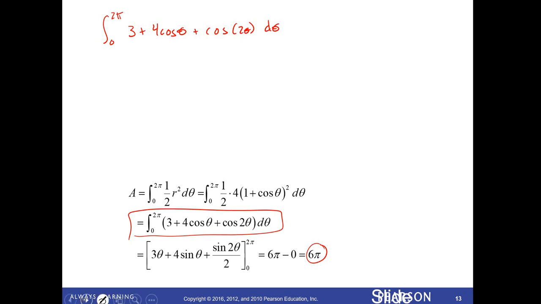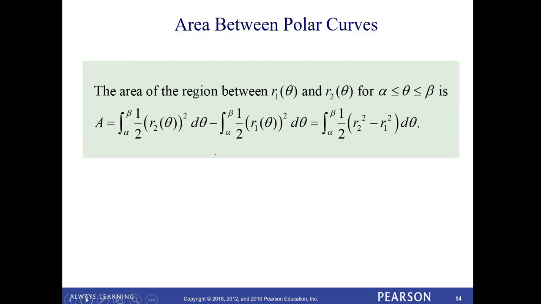The last thing we're going to look at is the area between polar curves, very similar to when we did it between other curves. We're going to take 1/2 of the second function minus half of the first. So it's r sub 2 squared minus r sub 1 squared. So a very similar formula to what we've done in the past. Let's do one of these together.